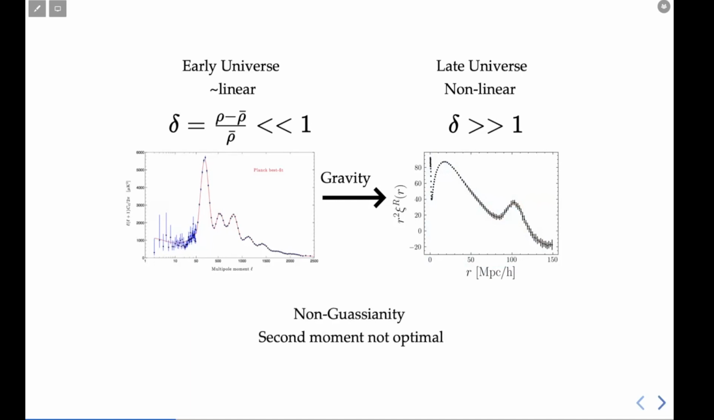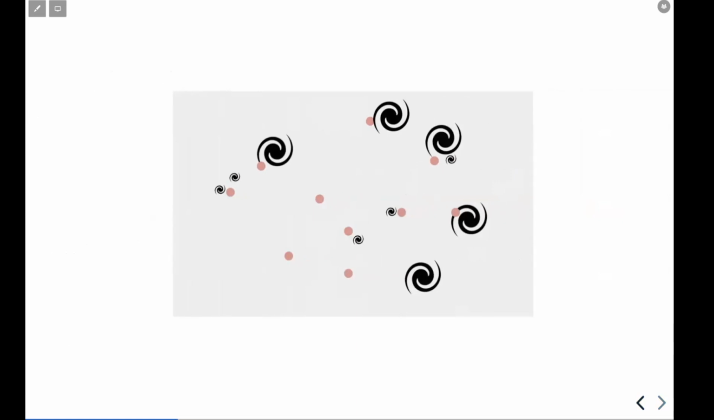So this information is not optimal, and it's something we shouldn't be doing with a large-scale structure. Now, what can we do instead? What we're going to be looking at is a statistic that is environment dependent.